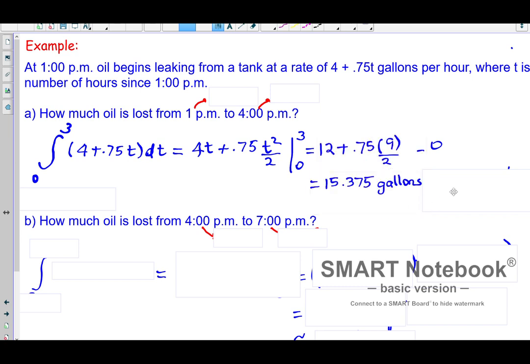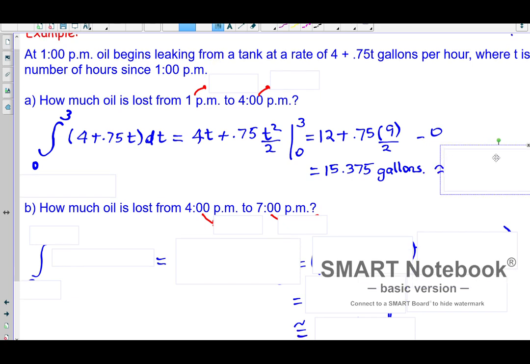And you should get roughly 15.4 gallons. This one was gallons, last one was liters. And what about how much oil is lost from 4 p.m. to 7 p.m.? Again, remembering t is the number of hours from 1 p.m., so subtract 1 from each of these.